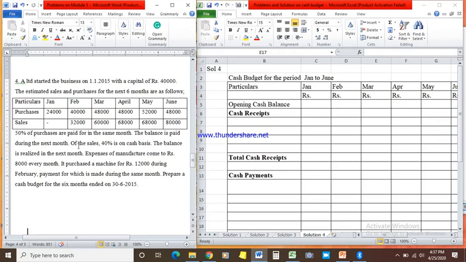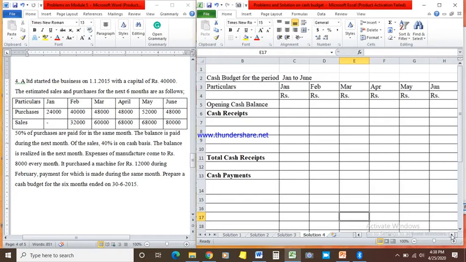In this we are going to have only two working notes. One is payment to the suppliers, and the other is collection from sales. So let me take you first directly to the working note format.